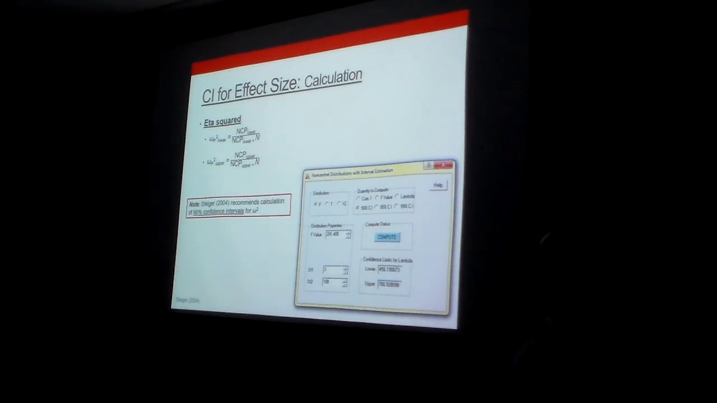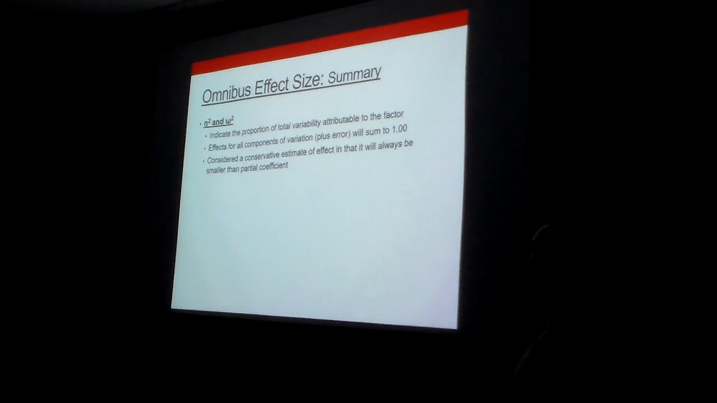I think I stopped asking you guys to calculate confidence intervals around omega squared. This is how you would do it. We're just not often interested in our omnibus effects all that much, so it ends up being a little bit gratuitous, but if you wanted to do it, this is how you would approach that.